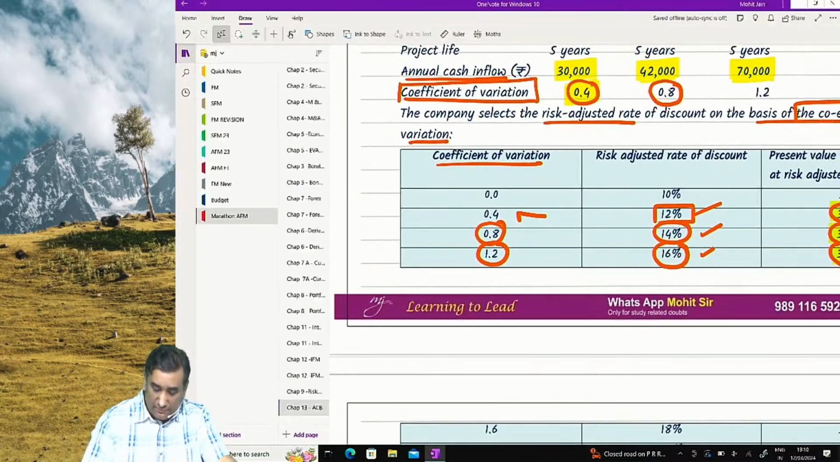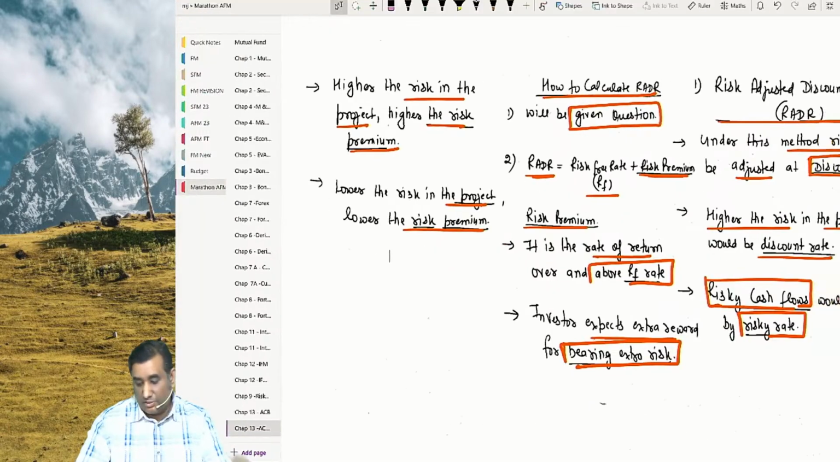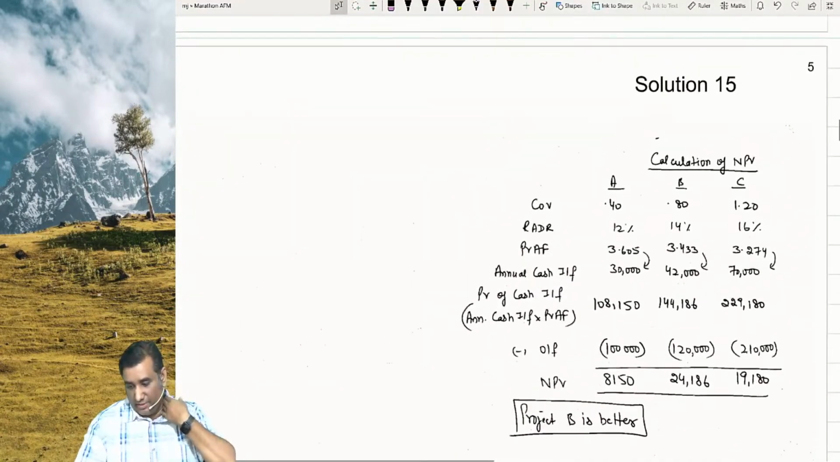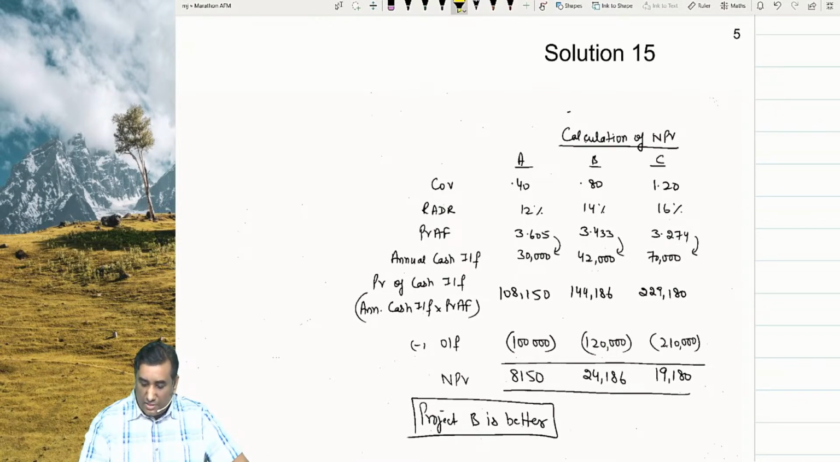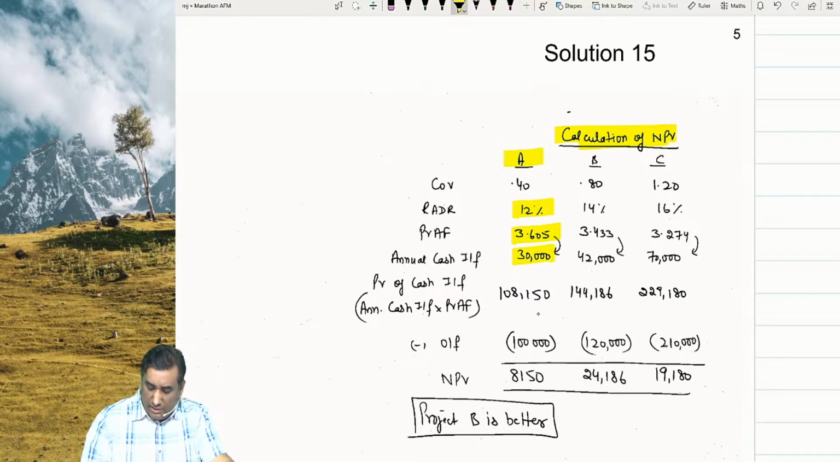This is the first variety of it. So I have given the answer on slide number 5. Calculation of NPV. This is how we'll show it if it comes. This is such a small question that he can make it an MCQ in fact. One of them can be made as MCQ. A, RADR 3.605, 30,000 inflow, NPV. This is exactly what we're getting. Yes, okay. Project B is better.